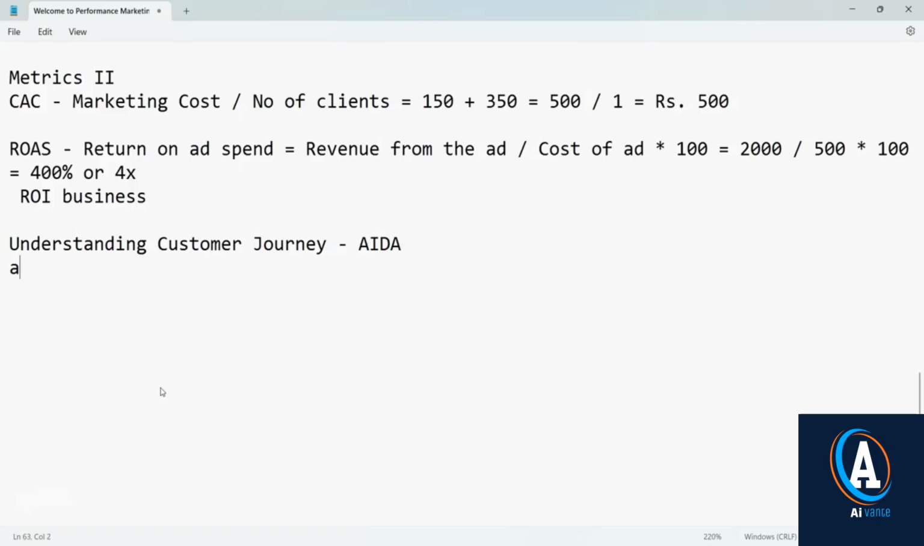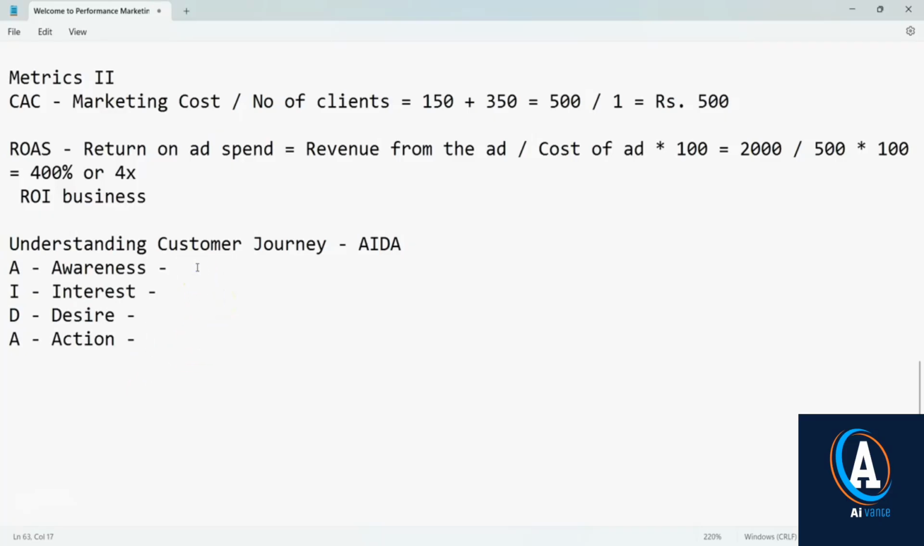What is AIDA? The first stage in AIDA is awareness. What is awareness? Second is going to be interest. Third is desire, and the fourth is action. Fourth is action for us. So what is awareness for us here?